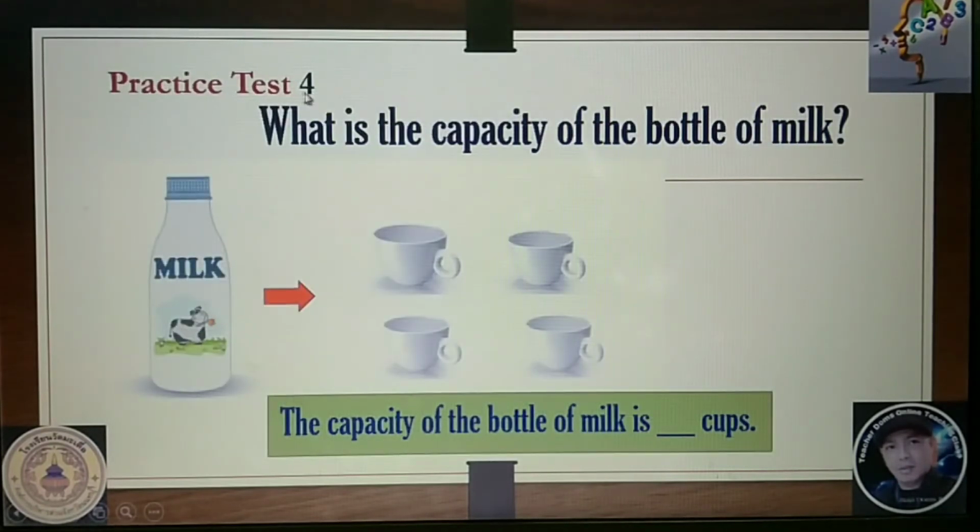Practice test number 4. What is the capacity of the bottle of milk? The capacity of the bottle of milk is cups.